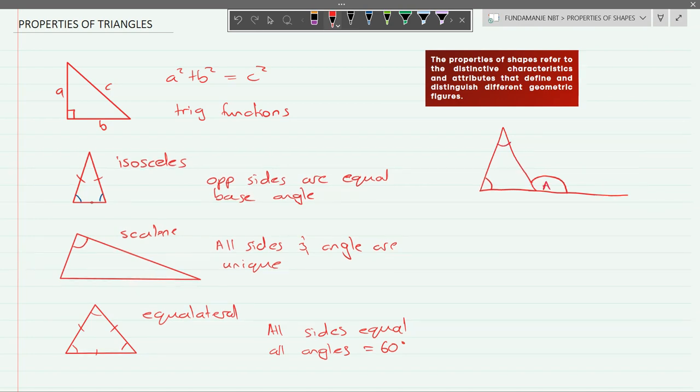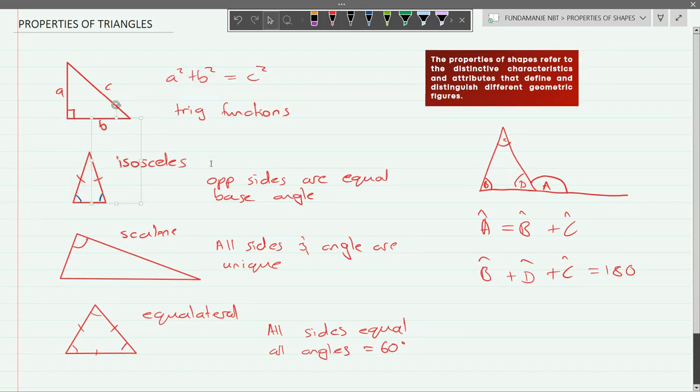So if we name this A and these B and C, then we would say that A is equal to B plus C. So that's a law for these triangles, and maybe let's say this is D. The other law is that B plus D plus C is equal to 180 degrees. So these are the two laws that govern our triangles.